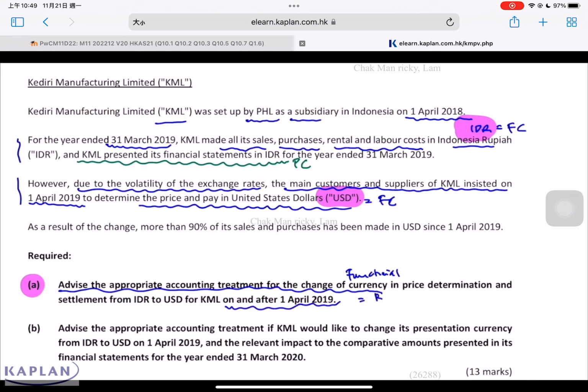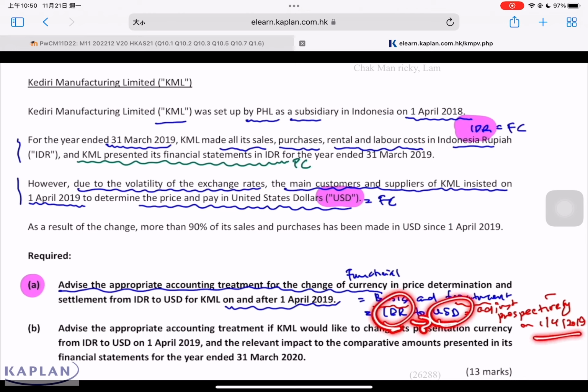First, you have to discuss the basis for the change and the treatment for the change from Indonesia rupiah to US dollar. The change is allowed because there's a change in primary economic environment in which KML operates. And for the treatments, this is a change in the primary economic environment in which the entity operates. So the change should be adjusted prospectively on 1st April 2019, which means we have to translate from Indonesia rupiah to US dollar on 1st April 2019. All the assets, liability, equity should be adjusted based on the exchange rate on 1st April 2019. Please refer to the answer.